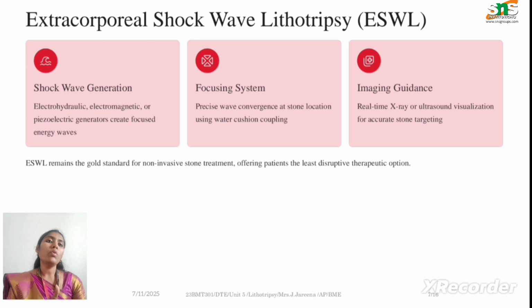And also there is one more guidance system, that is the imaging guidance system. Here we are using X-rays or ultrasound to visualize whether all the shock waves, whatever source of energy we are applying, are reaching the targeted area or not. So in real time we can visualize whether the treatment is aligned and going in the right pathway or not.